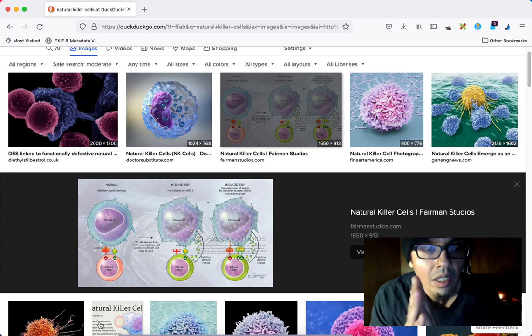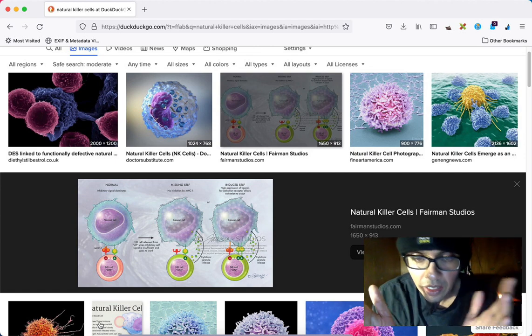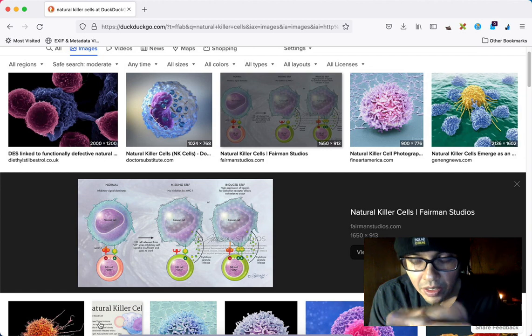nodes, which are your lymphatic tissue, secondary lymphatic tissue, and your lymph ducts, and you know, in your blood, obviously. But we'll talk about that tomorrow.